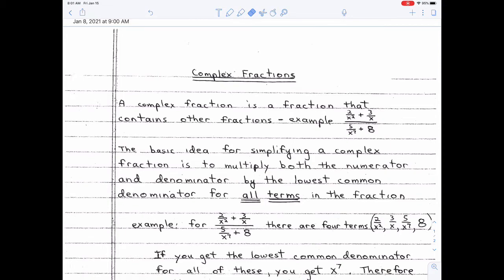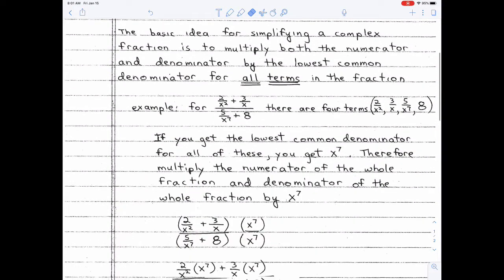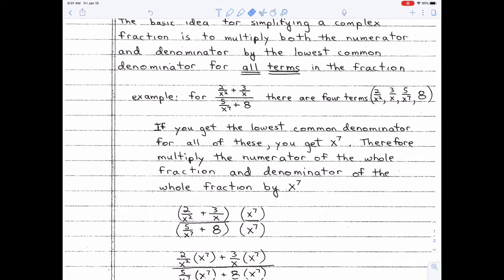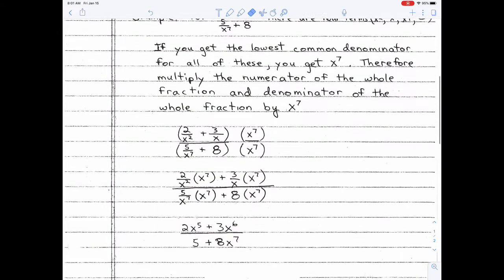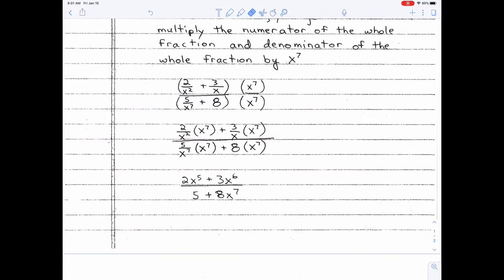And what do you do? So here again, there are 4 terms, there are 4 fractions, okay? To get the lowest common denominator for all of those, same as if you were adding them together, you would take the largest exponent for each factor. Therefore, what you're going to do is multiply the top by x to the 7th and the bottom by x to the 7th. Now, you take the x to the 7th and you distribute it to each one.